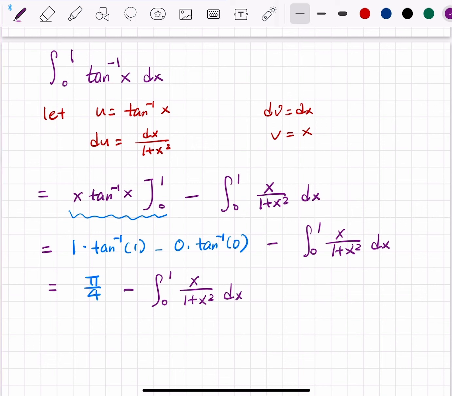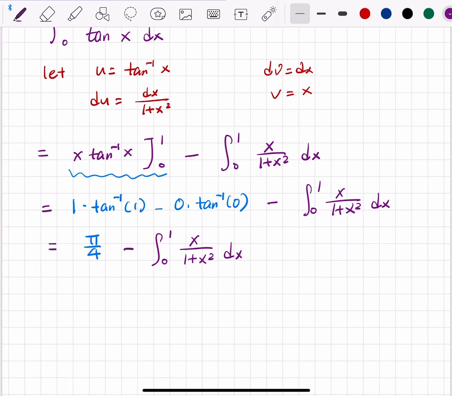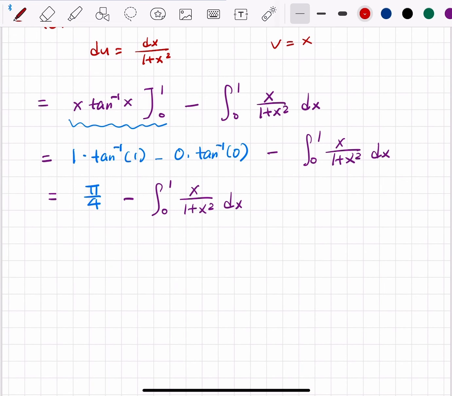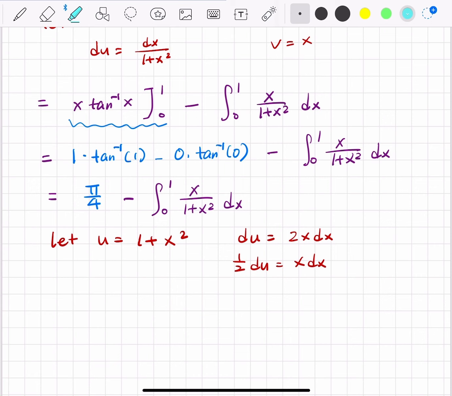Now how about the definite integral from 0 to 1 of x over 1 plus x squared? We're going to evaluate it using the substitution method. So we're going to let u, this u is different than the previous u, equal 1 plus x squared. Then du is equal to 2x dx. So x dx is equal to 1/2 du.